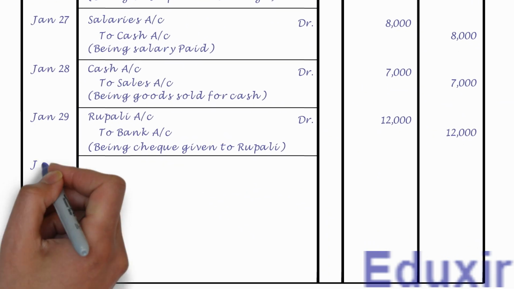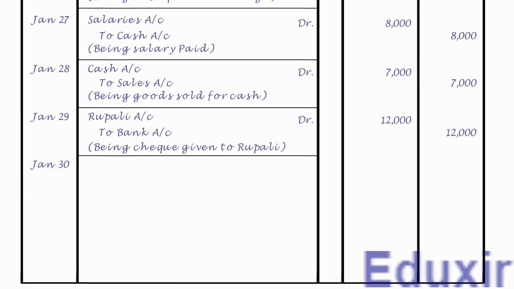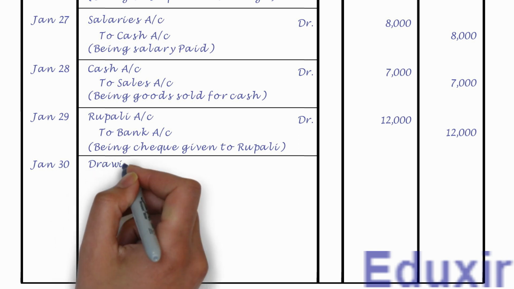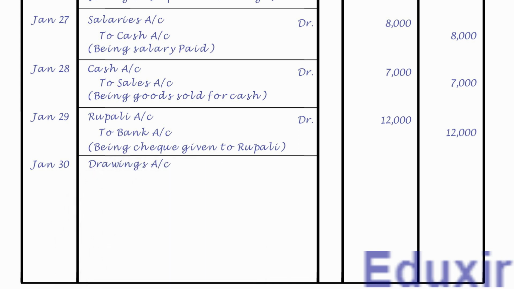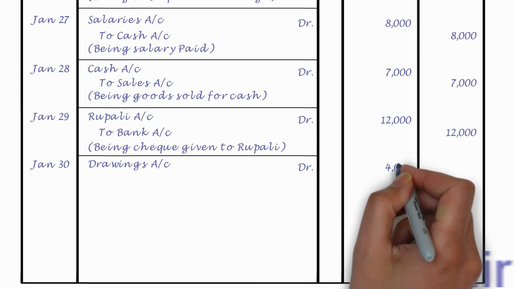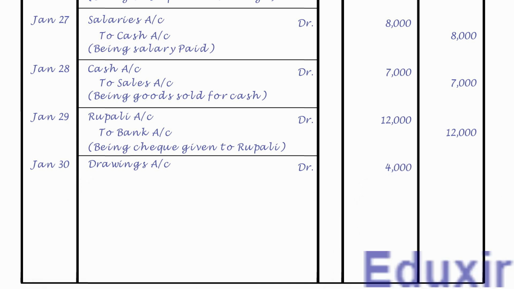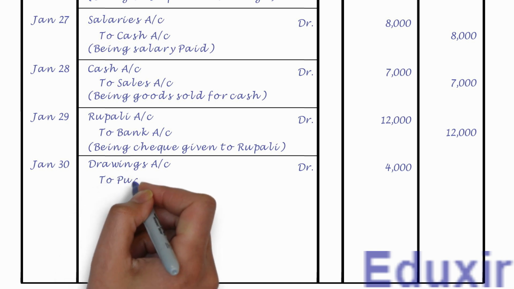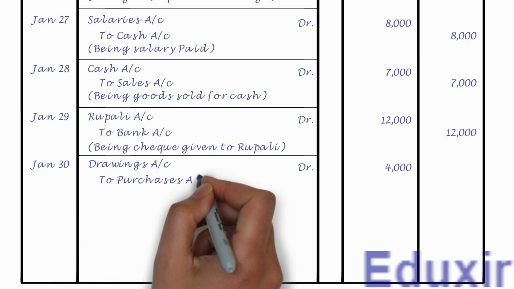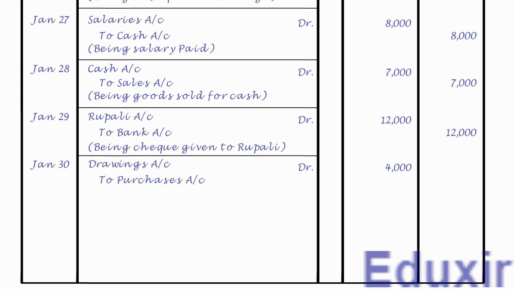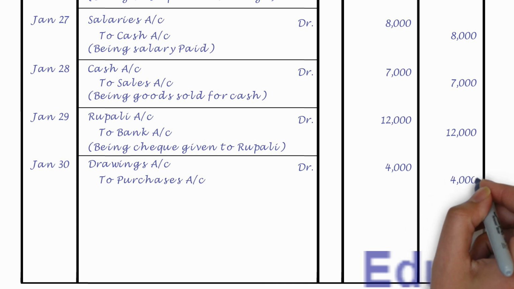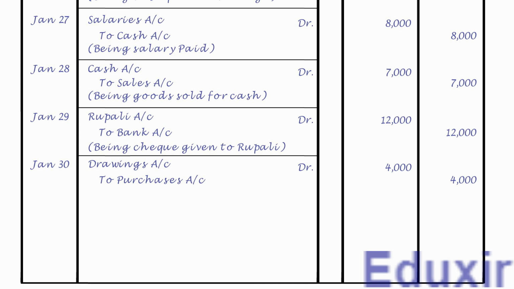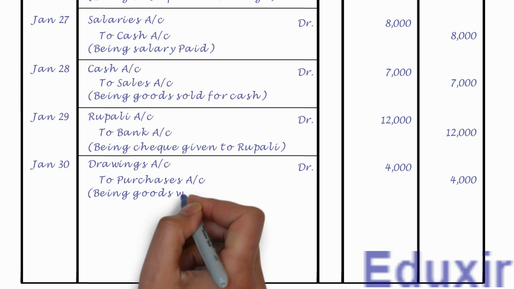Let us first record the date. Let us now record the drawings account as the debit entry. Let us also write the text DR to indicate that this is a debit entry. Let us also write the debit amount of 4,000 rupees into the debit amount column. Leaving a margin, let us record the purchases account as the credit entry. Let us also write the credit amount of 4,000 rupees into the credit amount column. Let us now record the narration or description of this transaction, that is, being goods withdrawn for personal use.